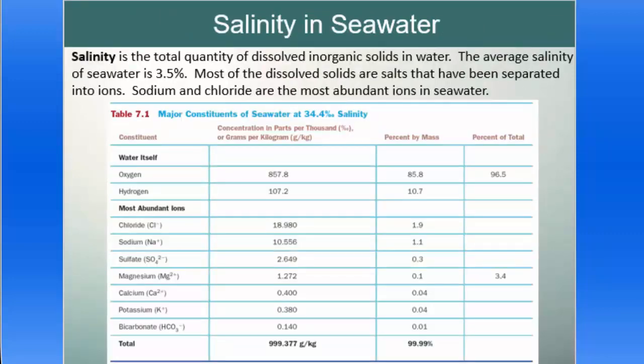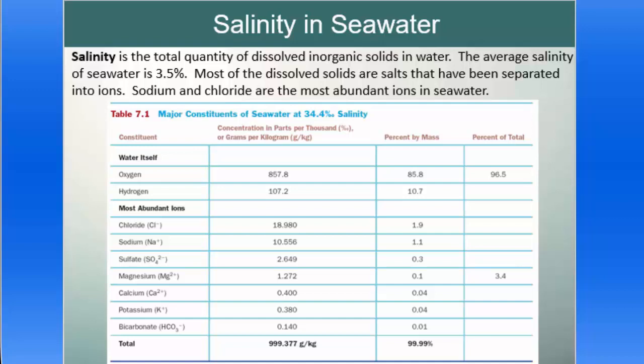Salinity is the total quantity of dissolved inorganic solids in the water. So salinity, or how much salt is in the ocean water, is not just how much of what we think of as table salt, sodium chloride, but the total quantity of dissolved inorganic solids in water. The average salinity is about 3.5%.